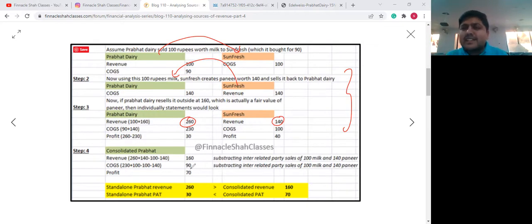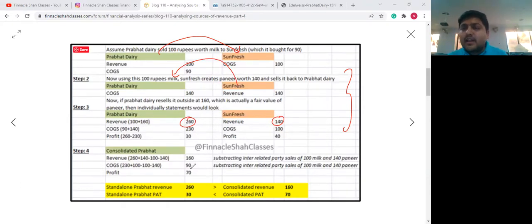But like I said, we don't want to get into too many complicated nuances there, but the broad-level logic should be very clear to the viewer. That is precisely what we want to communicate here. Which is why not every company which engages in related party transactions with its subsidiaries will see its standalone revenue be more than the consolidated revenue.